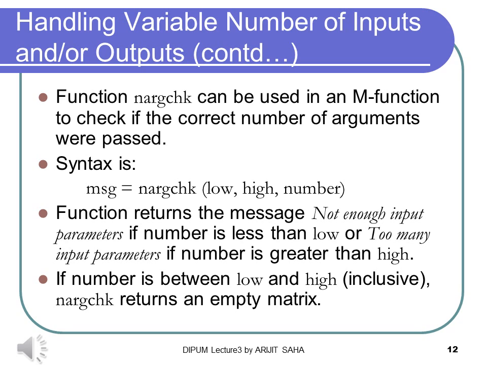and the syntax is message = nargchk(low, high, number). The function returns the message "not enough input parameters" if the number is less than low, or "too many input parameters" if the number is greater than high. If number is between low and high inclusive, nargchk returns an empty matrix.